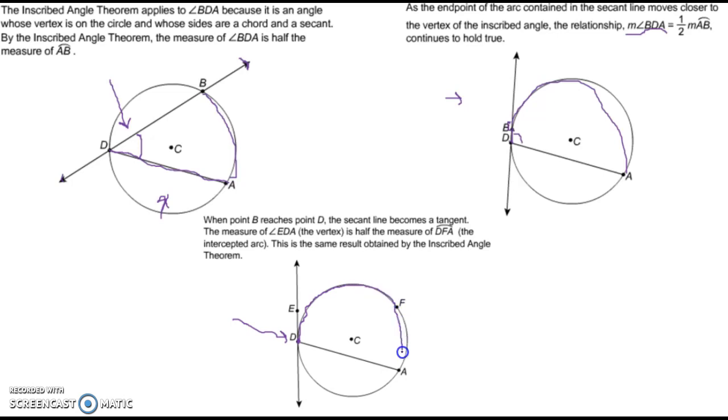This is the first theorem we want to talk about. It's your inscribed angle theorem, but it also applies to a chord now and a tangent. This angle, the entire angle EDA, so some of that goes outside the circle, is still equal to half of the arc measure. So that inscribed angle theorem actually still holds true.